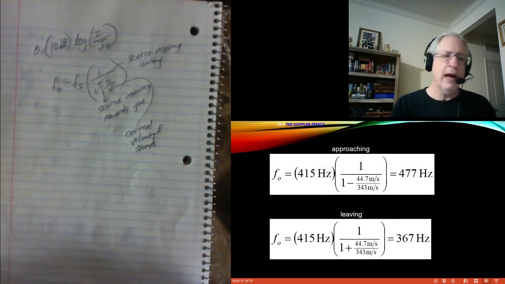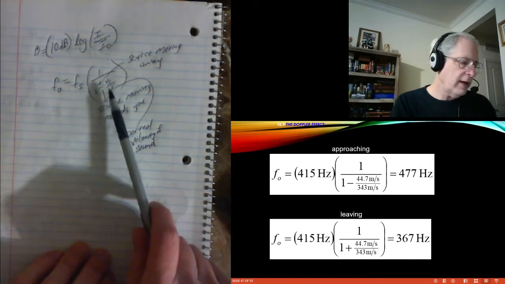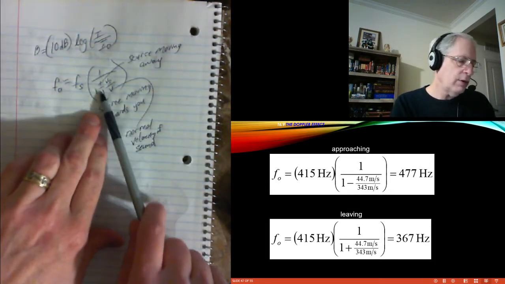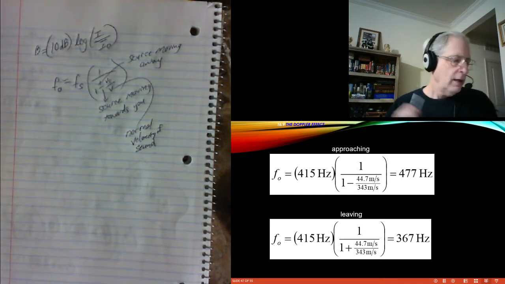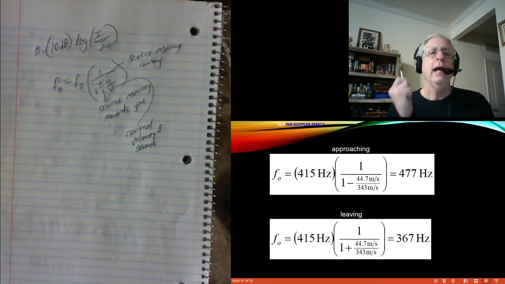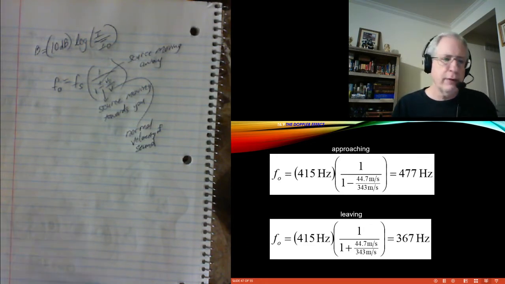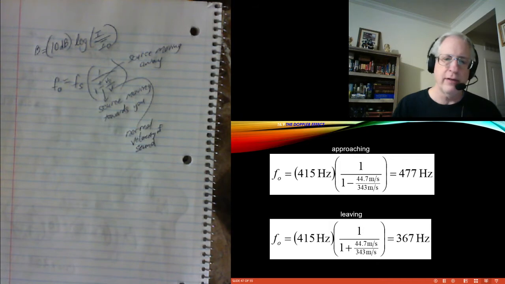So the source is 415 hertz. If it's moving towards you, you use minus. So that's the top one there. And the velocity of the source is 44.7 meters per second, and the velocity of sound is 343. I put that into the equation. The frequency heard as it's approaching is 477 hertz, and as it's going away, it's 367 hertz.